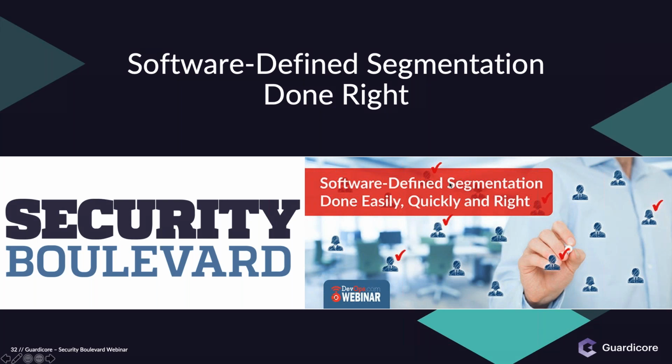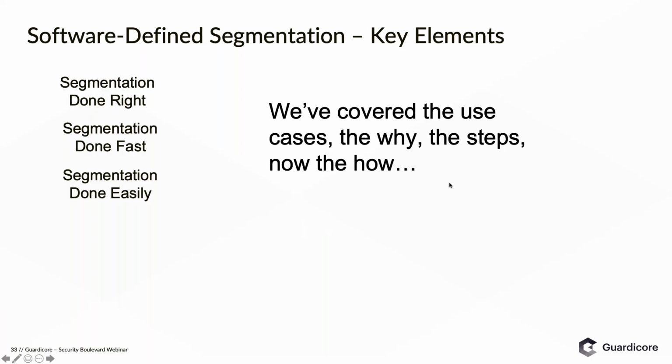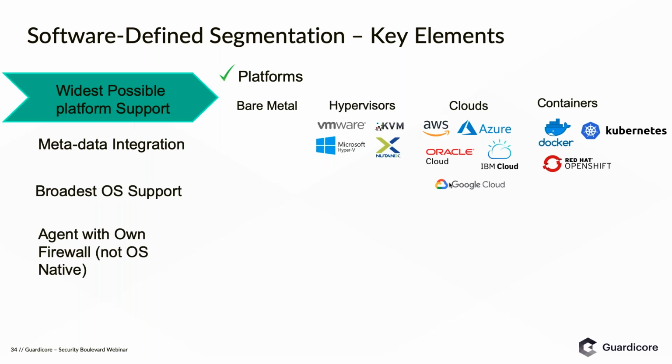So, software segmentation done right. We've talked about use cases, the why, the steps, and the traps to avoid. Now here's how it works. Using our solution as an example, what we found is most important when you do software-defined segmentation is to do it once, do it right. So having the widest platform support available is essential. If you're a CIO, a CISO, an infrastructure director, or a DevOps person, you want to cover your bare metal, your hypervisors, your clouds, and all your containers with one solution, done once, done right.